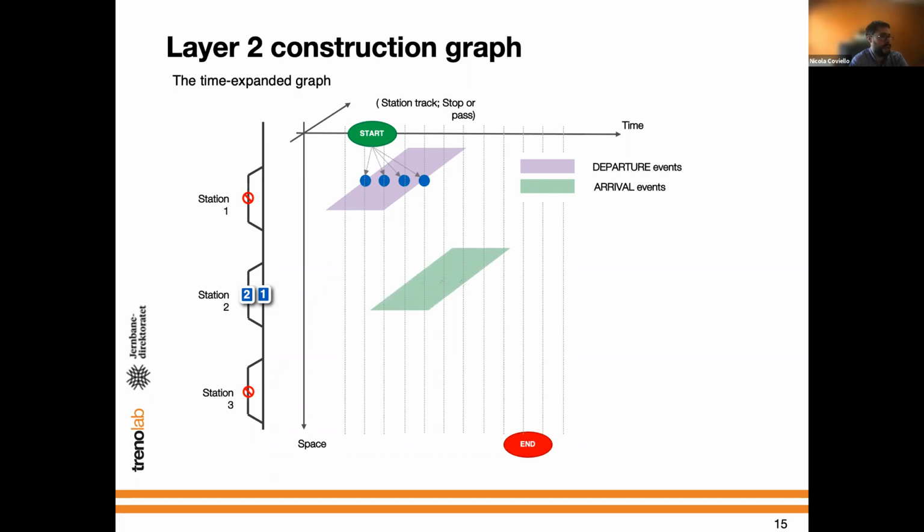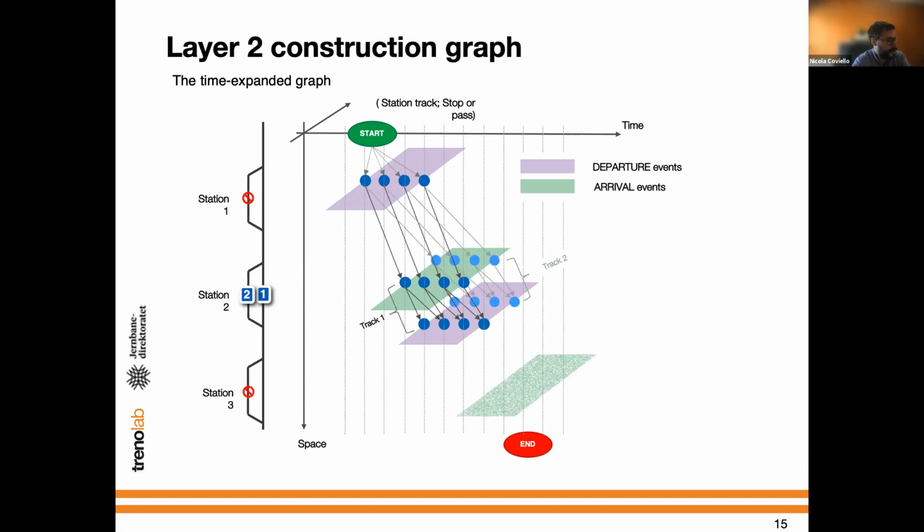And we continue in this way for the following station. So for station 2 and track 1, we have the relevant set of nodes, as well as for departure from station 2 in track 1. But we have the same for station 2 for track 2, which is another track usable by that train in that station. And we keep on building the construction graph in this way until we reach the end virtual node.